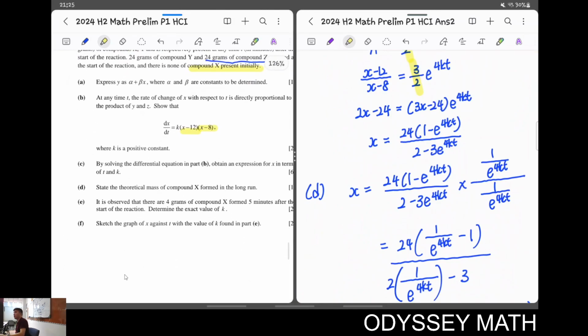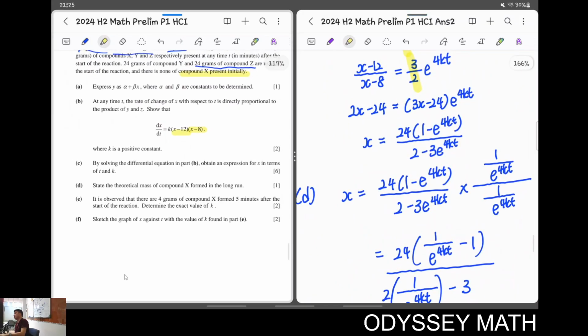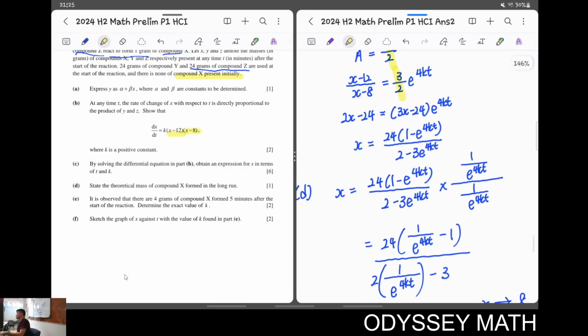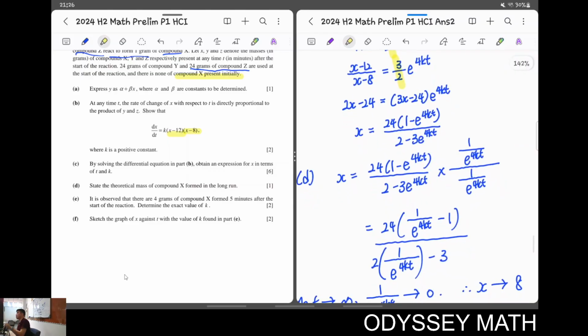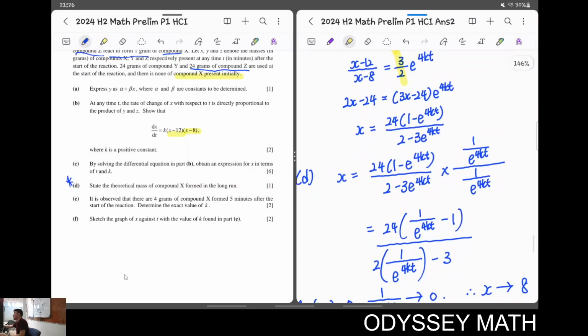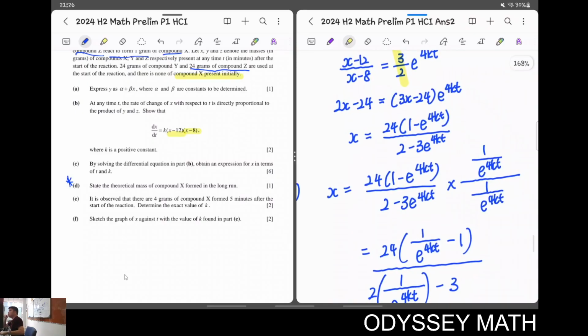Okay. Part D, state the theoretical mass of compound X formed in the long run. The answer is actually very short. They just gave a one-liner, but I would like to explain this to you. Maybe you could put a star here. This is a trick, this is a tip. If they ask you for the long run, there are two types, easy question and hard. This is slightly harder. So what you do, if you take a look at this X, you know that in the long run, t tends to infinity.